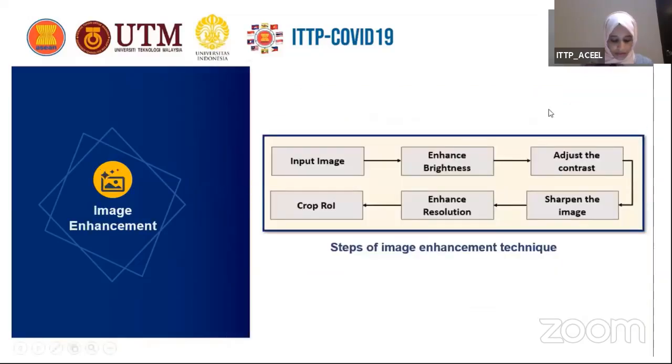Okay, for recognition, we will start, as I mentioned before, by image enhancement because the input image is a low quality image. The enhancement technique has different steps. It starts by enhancing the brightness, and then adjusting the contrast of the image, sharpening the image, enhancing the resolution, and finally cropping the region of interest. The region of interest, or the cropped image, will then undergo feature extraction and classification.